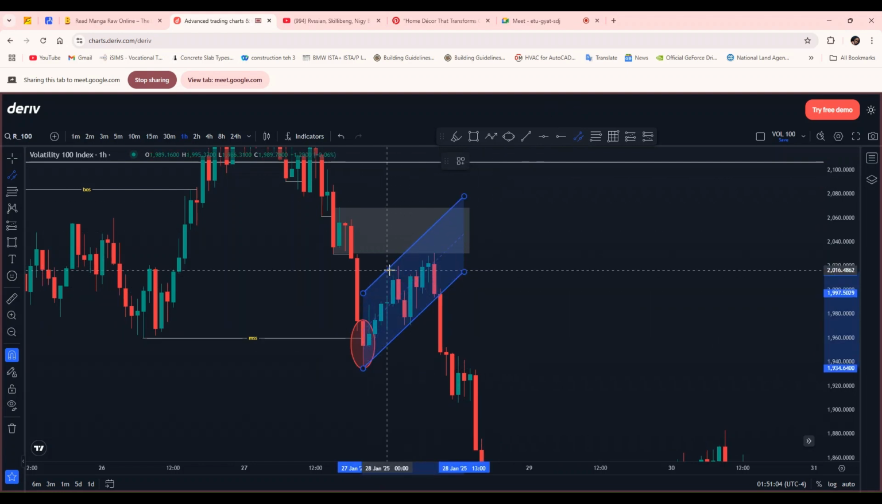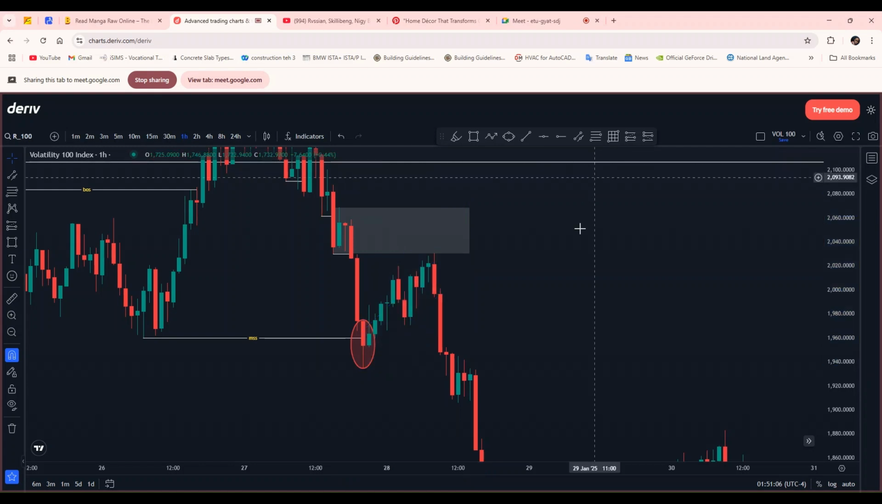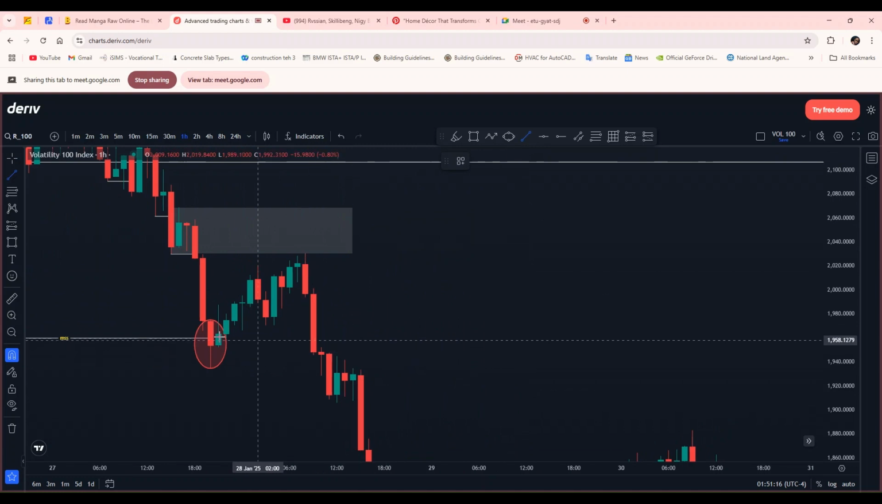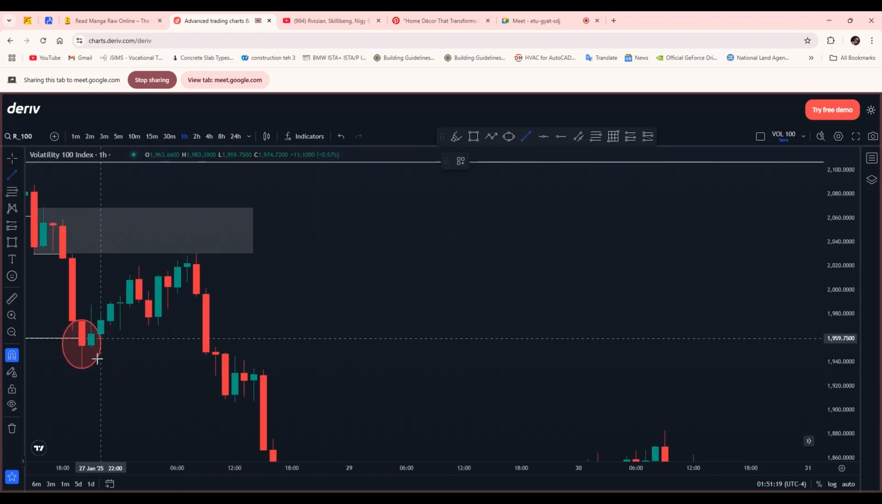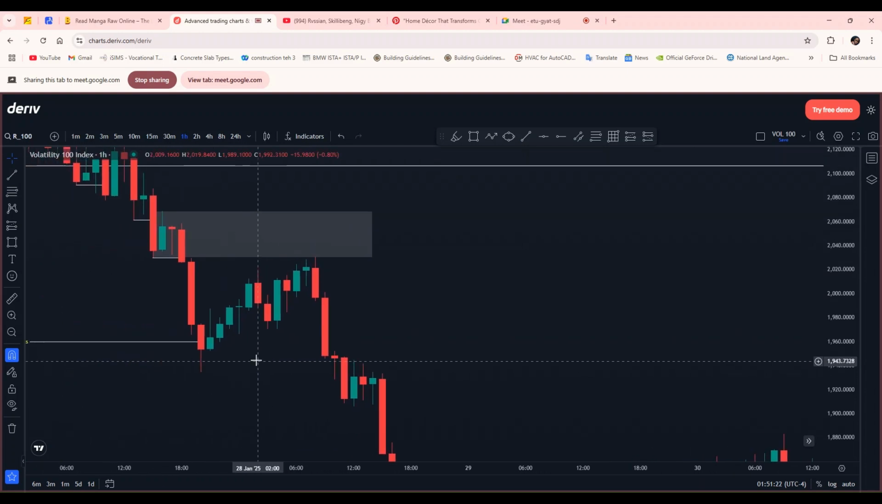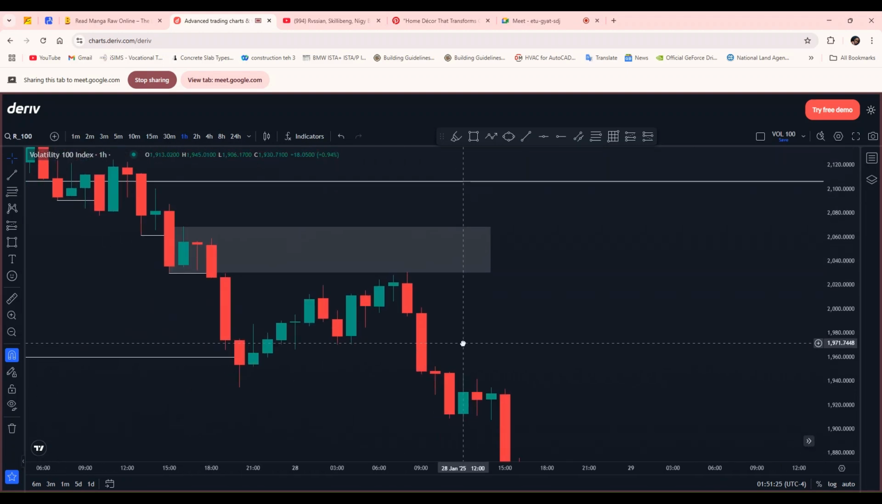in this uptrend. So let us identify where the market started to break structure going up. So let me remove this marker. Now looking at this, I can see that we had a candle body close right there.